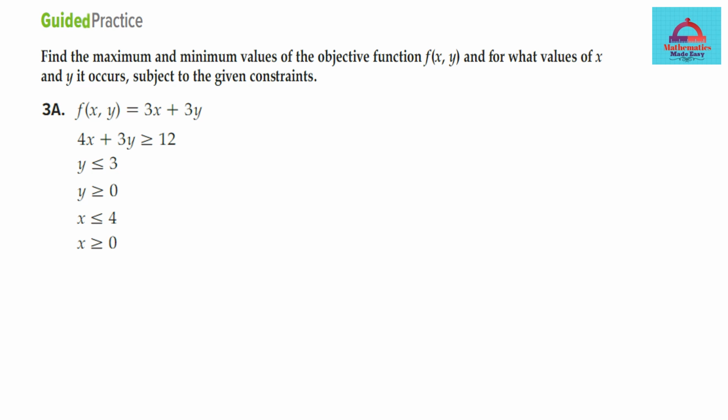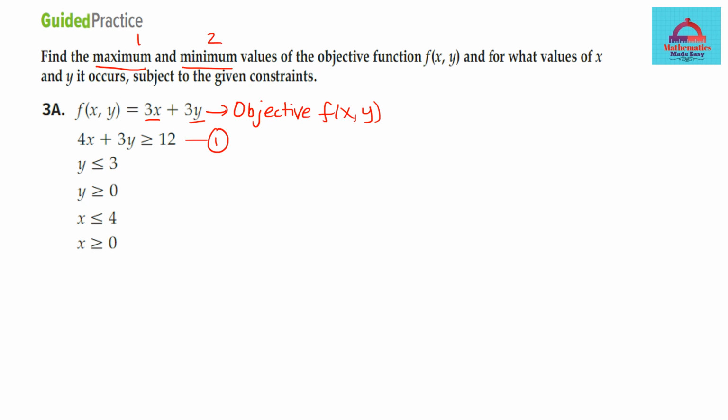In this question, we have to find the maximum and minimum values of the objective function. So let's highlight important information, and we also need to find for what values of x and y it occurs subject to the given constraints. So this one is the objective function, f(x, y) given to you as a function of two variables x and y. As you can see, we have to find both maximum and minimum values. There are some conditions or some constraints given.